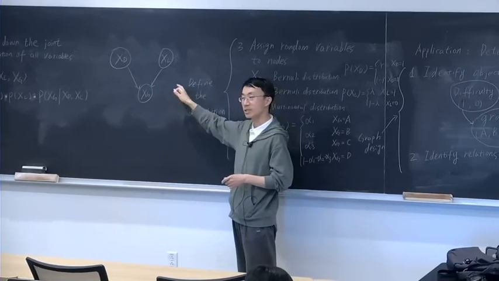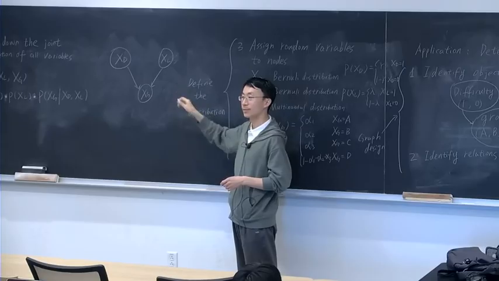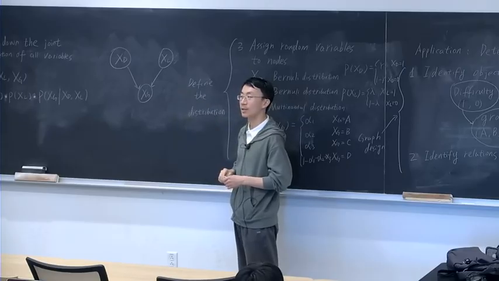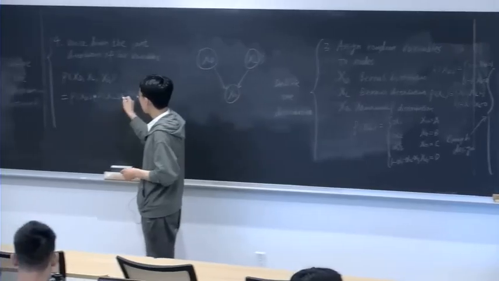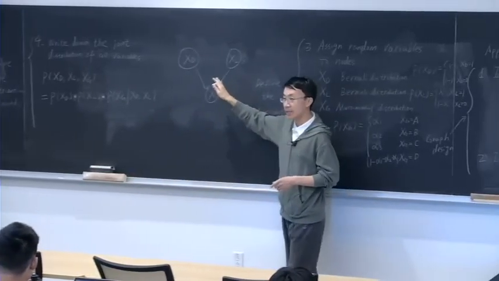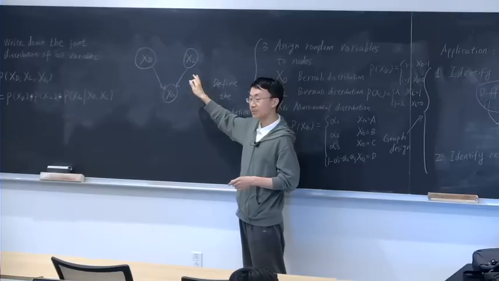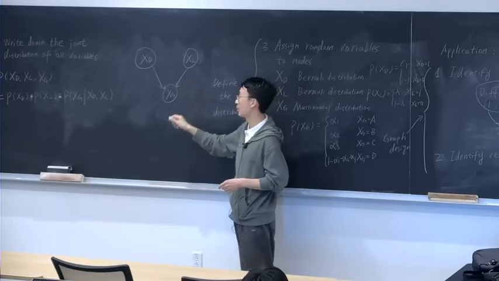Any questions in this step? Yeah, that's a great question. So this is basically a Bayesian network, a directed graph defined over random variables. We call it a Bayesian network.